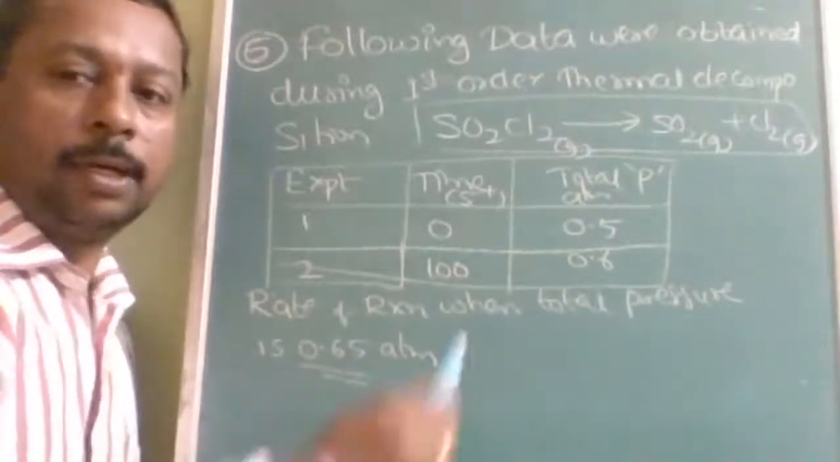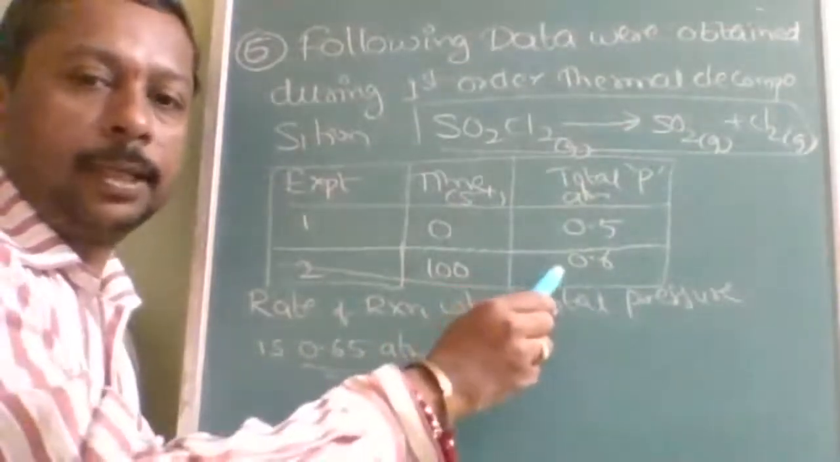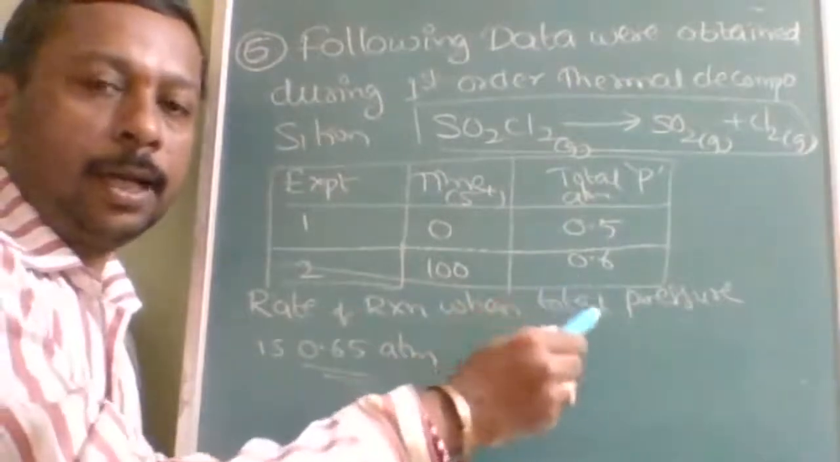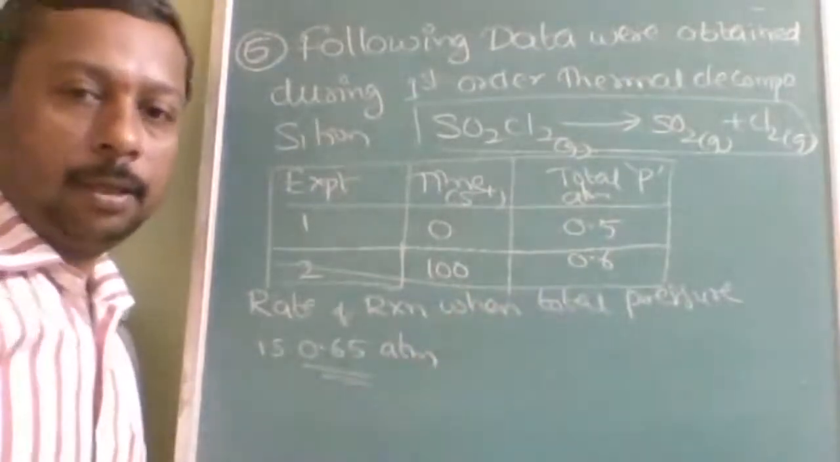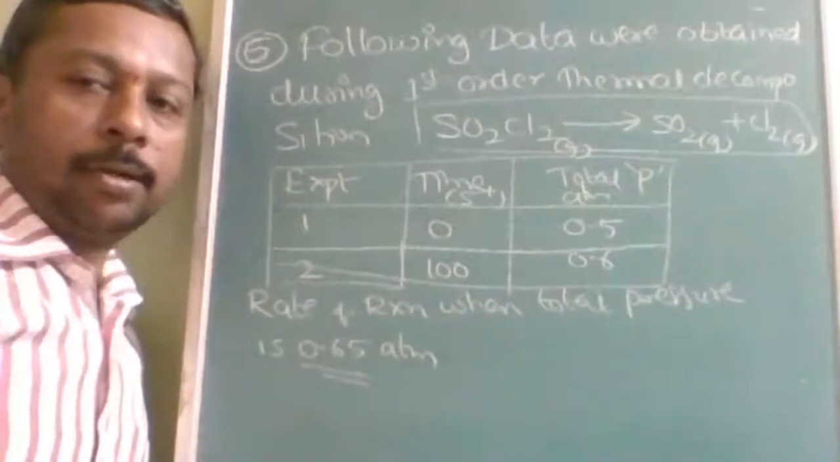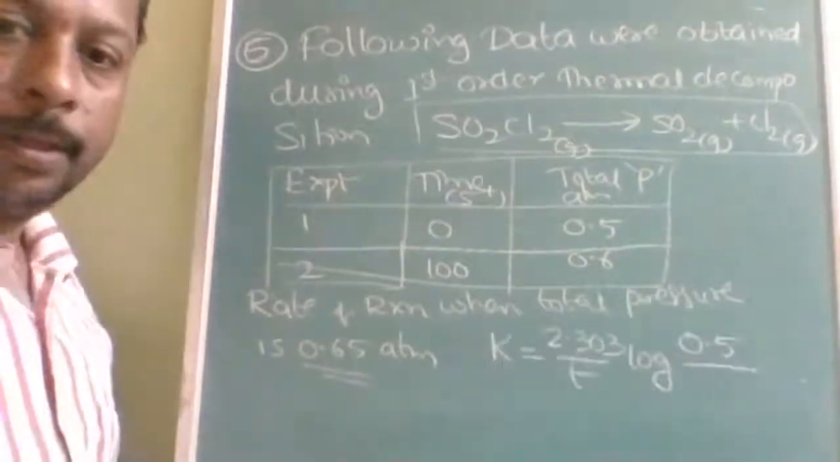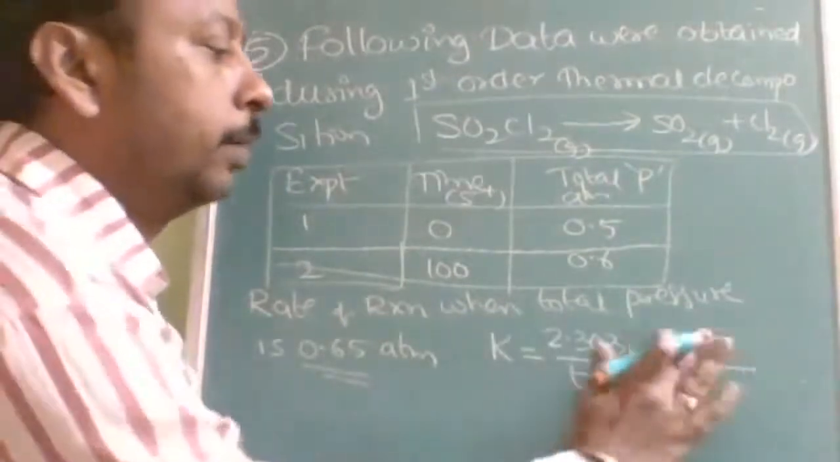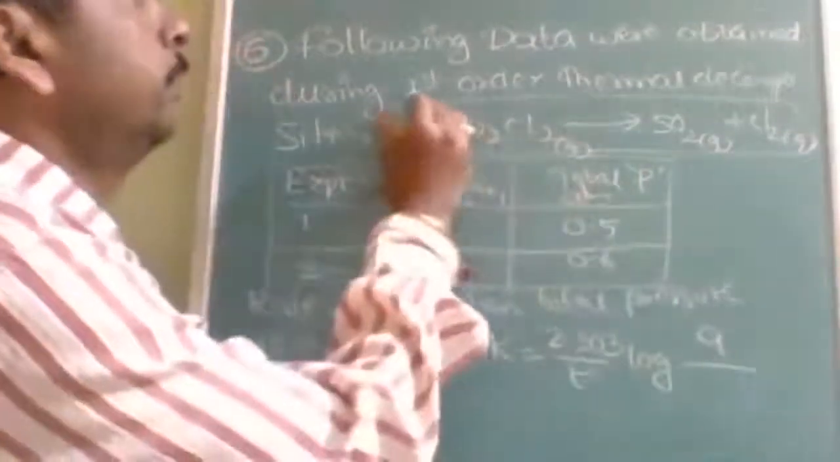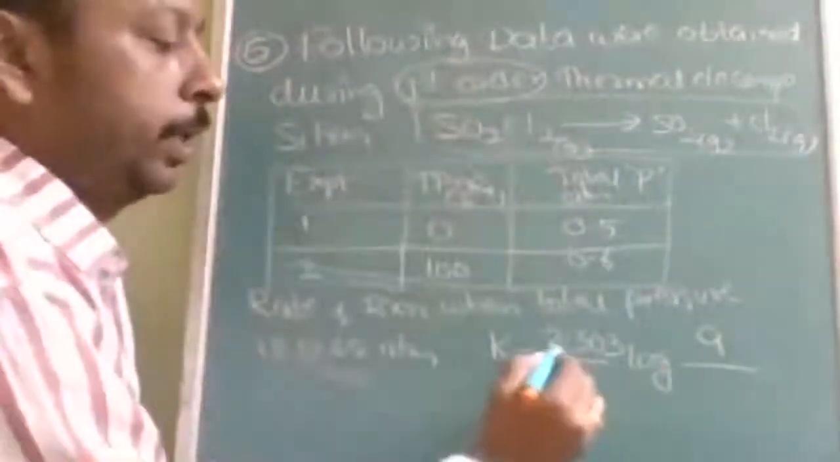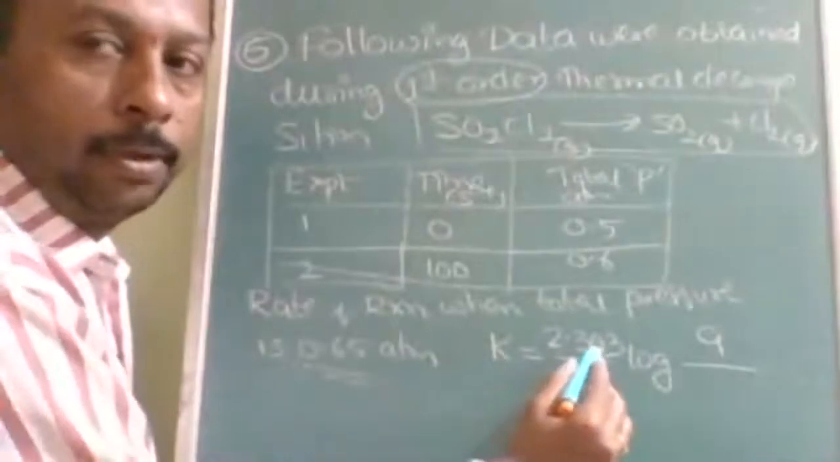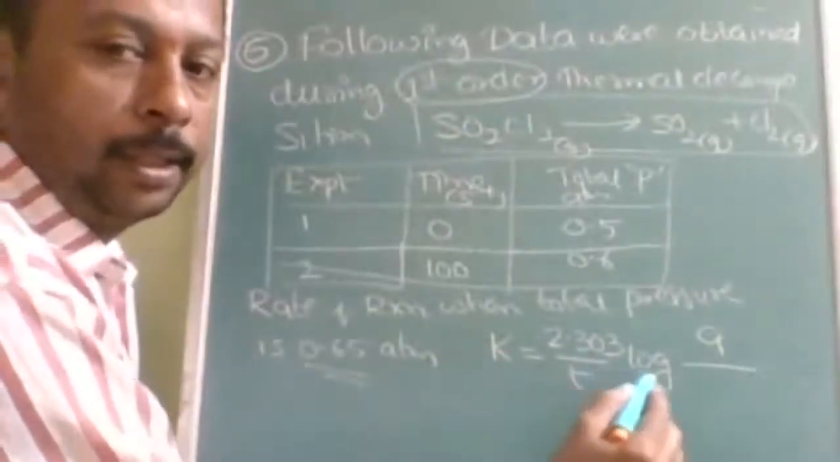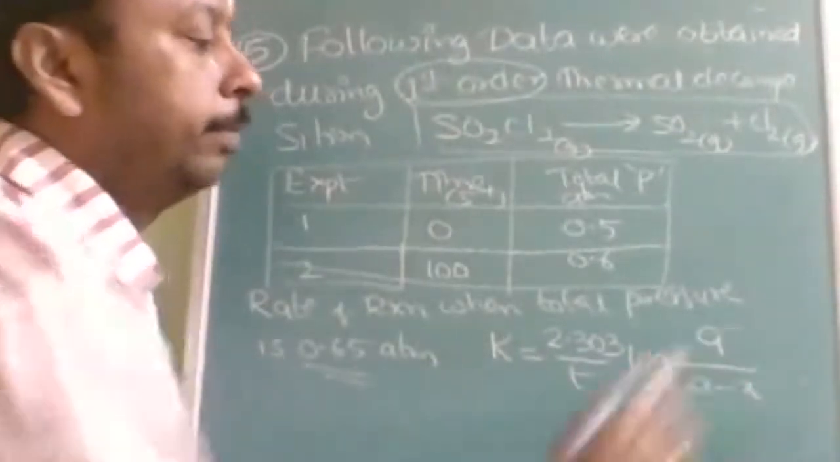Initially pressure is 0.5, after 100 seconds 0.6, then after 0.65, what will be the rate of reaction? See, here the formula we will use, it is mentioned first order. So we can use the K formula. K is equal to 2.303 upon t into log a upon a minus x.